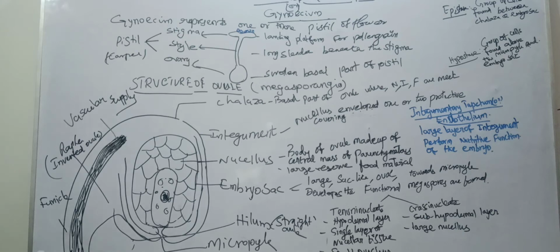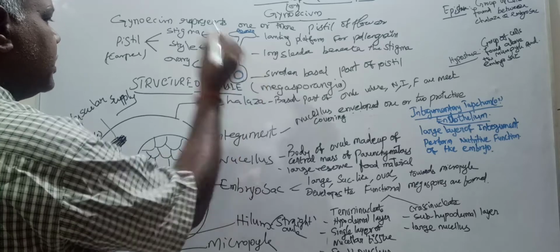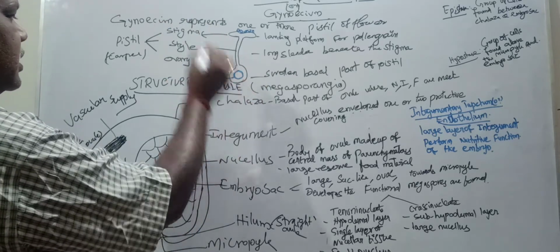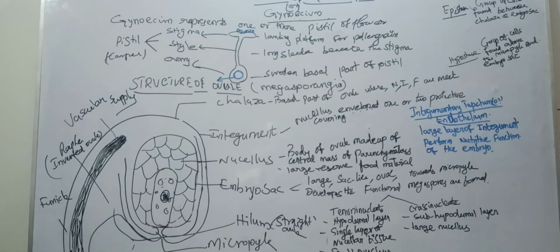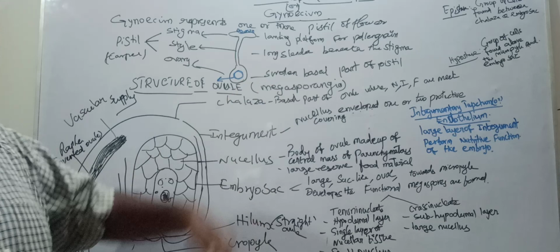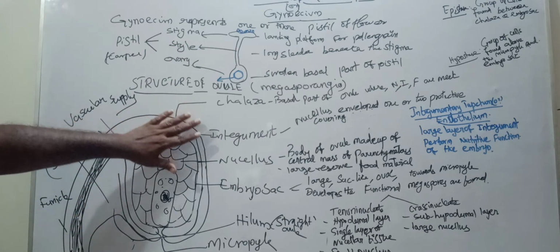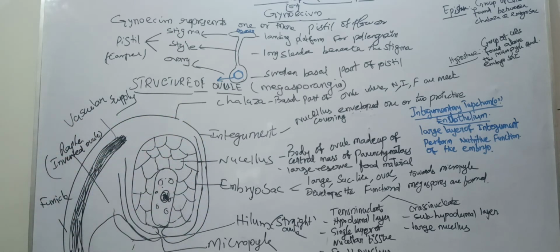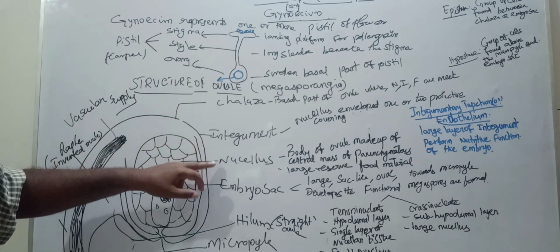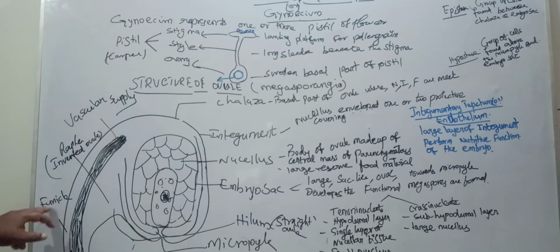The next one: inside the ovary, a large number of ovules are present. What is the structure of the ovule? The ovule is otherwise called the megasporangium. What are the main parts inside the ovule? Chalaza, integument, nucellus, embryo sac, hilum, micropyle, funicle, raphe and vascular supply.